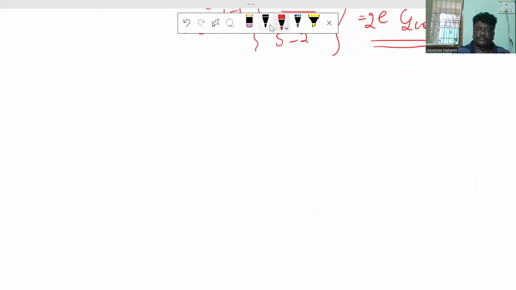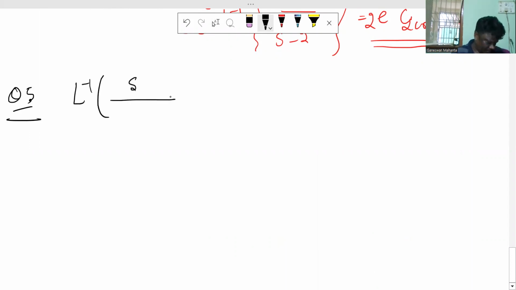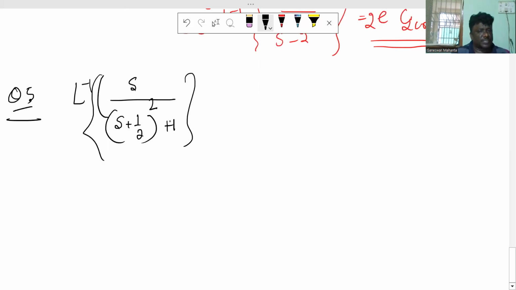Question number 5. What is question number 5? Just you can remember L inverse of s divided by s plus 1 by 2 whole square, s plus 1 by 2 whole square plus 1. And this is your process. See, this is also a shifting theorem. First shifting theorem is applied here.